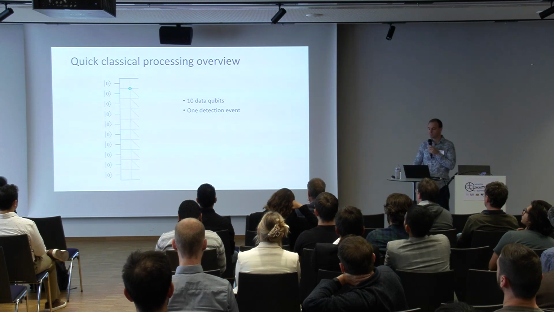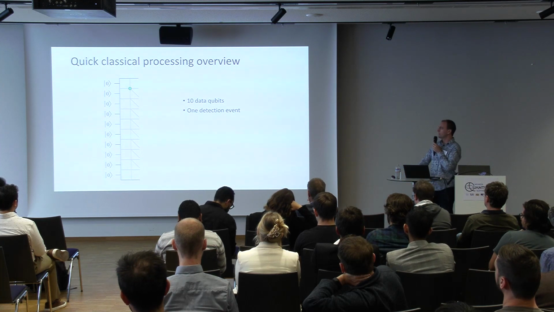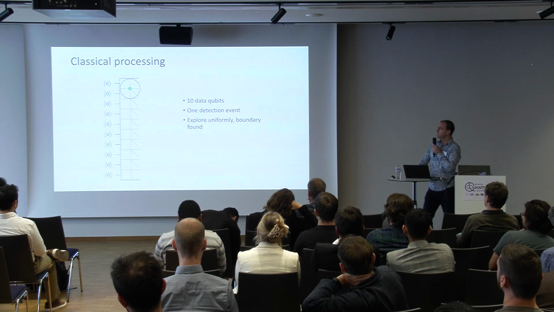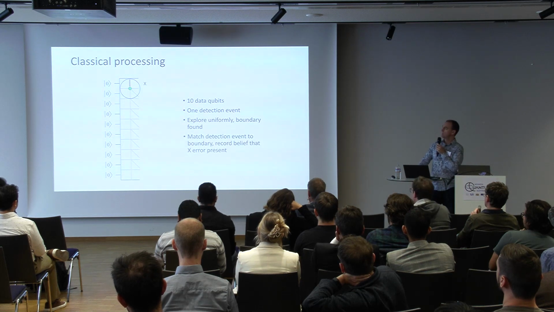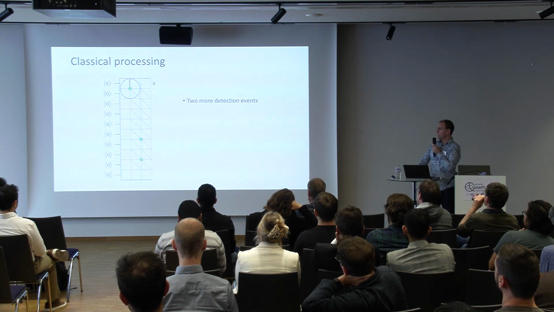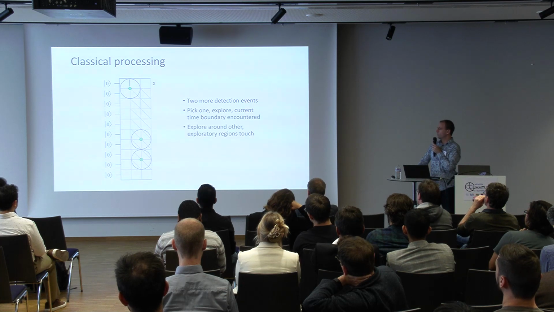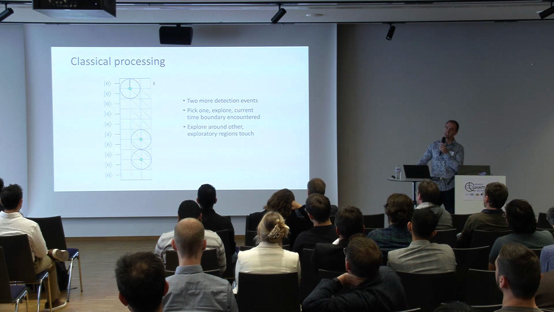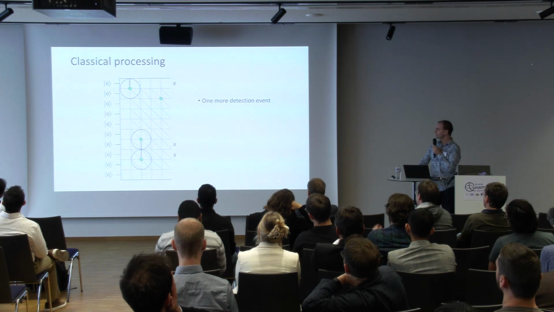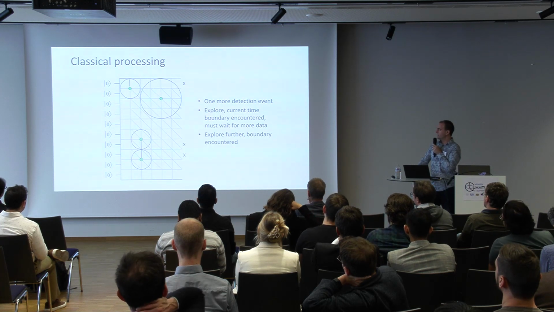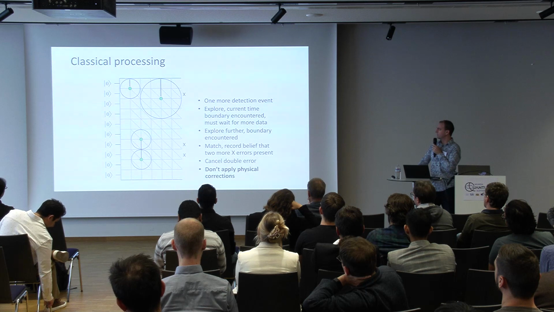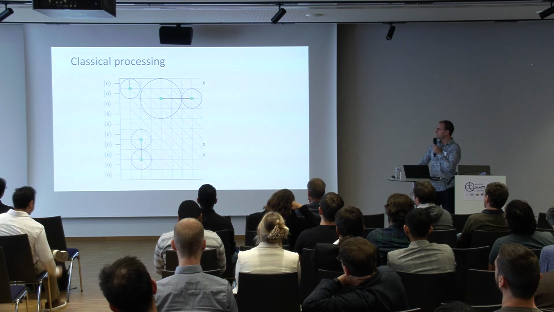What you do is you explore the graph around the detection event until you hit something interesting. In this case, the something interesting is the boundary, and then you match to it. And then time passes, you get more detection events, you explore around them, hit something interesting. In this case, it's each other, and so you match them. More detection events, more expansion, got to keep going, hit the boundary, done. And processing continues in this manner.